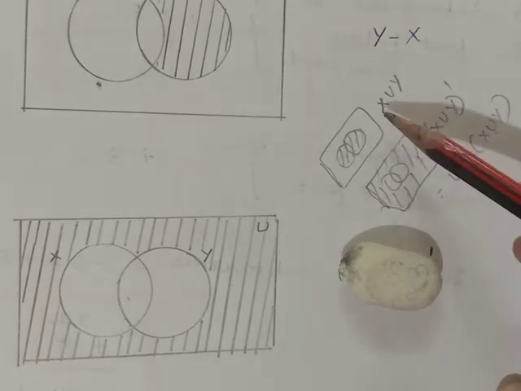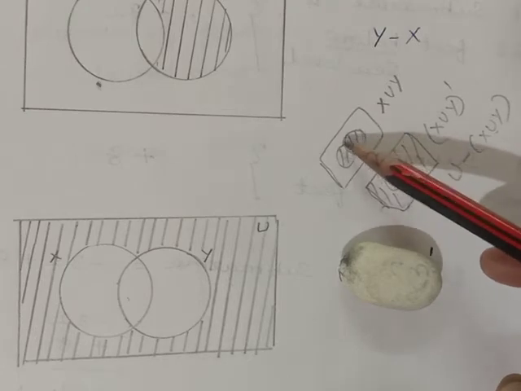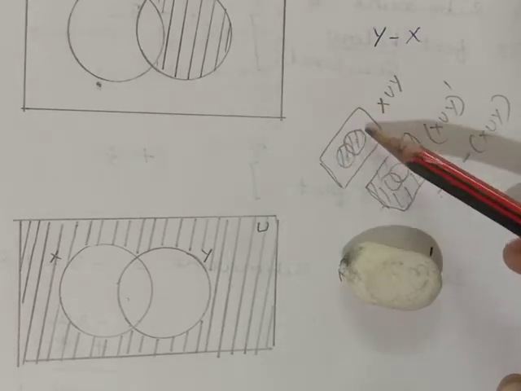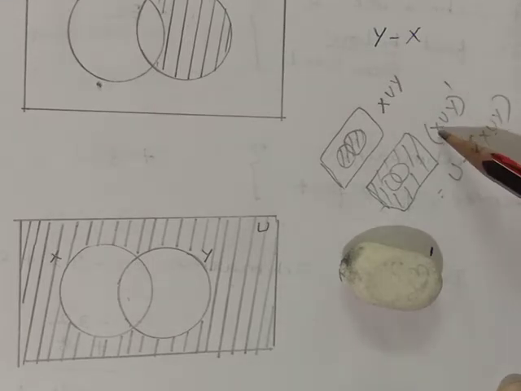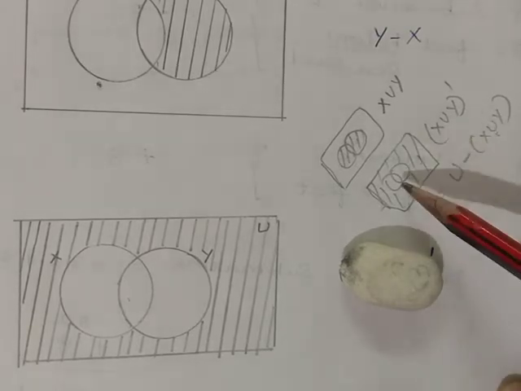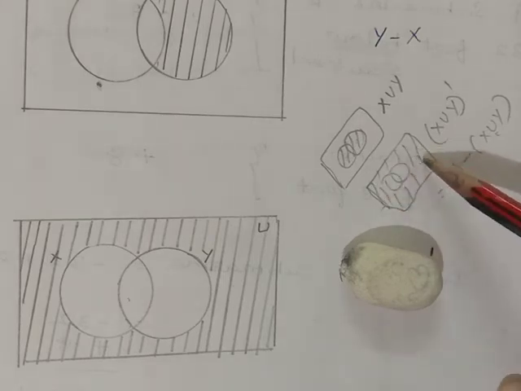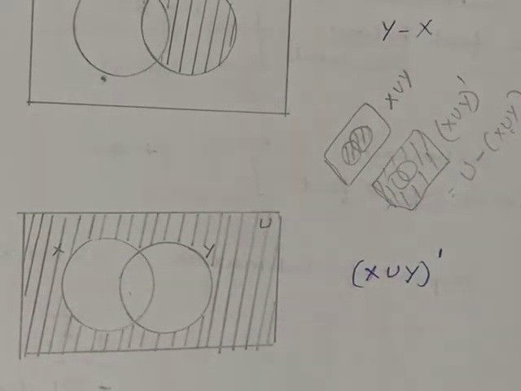Do you understand? X union y means covering x and y. Omitting this portion, we are covering outside. Related to outside means you will get whole dash. So what is the meaning of x union y whole dash? That is universal minus x union y. We want the universe, we don't want this x union y. Omitting x union y and covering the other gives you x union y whole dash.